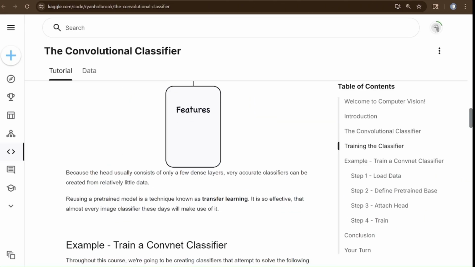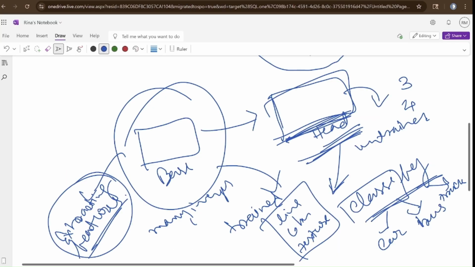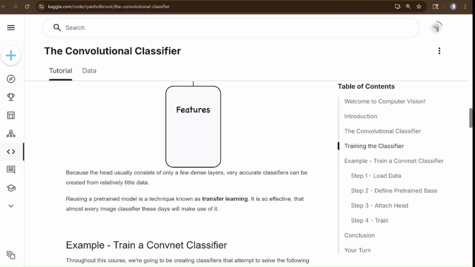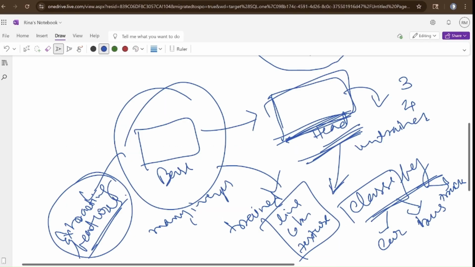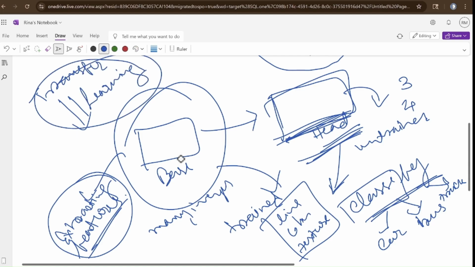Now, because the head usually consists of only a few dense layers, very accurate classifiers can be made from relatively little data. Because this is already trained and very good. So here we have only some thousands of data, very little data, but our head can easily classify. Okay. Now, reusing a pre-trained model, which is already trained and we are reusing it, this technique is called transfer learning. In deep learning, you have to learn about this concept because you are going to use pre-trained models many times. So you have to know about transfer learning.